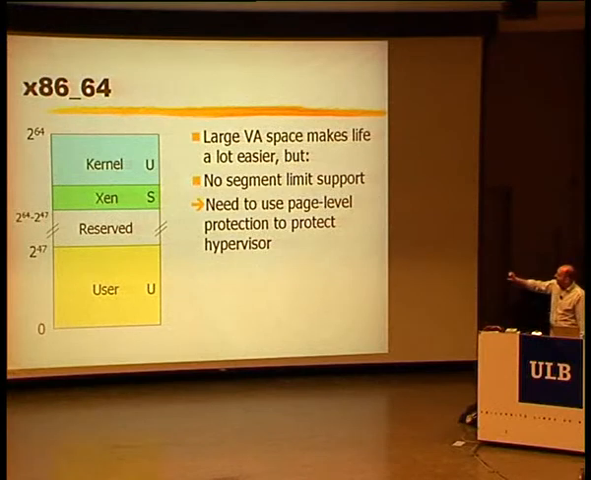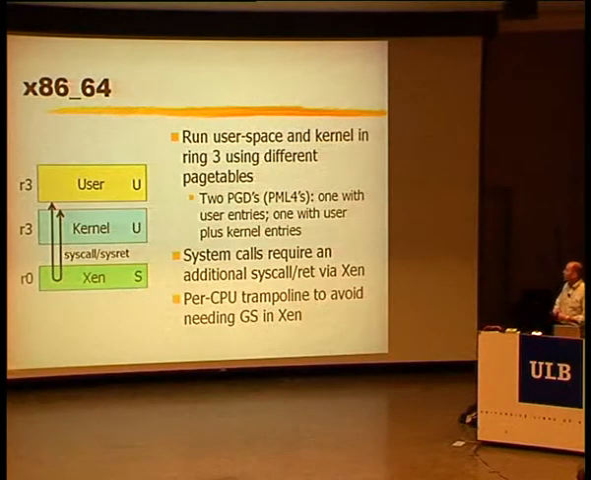And what we need to do to provide protection between these three things is to use page protection tricks to do that. And the way we do that is we run both the user space and the guest kernel in ring 3, but with different page tables, and use various tricks to switch between them. And we've come up with a pretty efficient way of doing that, which, particularly on AMD Opteron systems, which have something called a TLB flush filter, there's actually very little overhead in doing that.